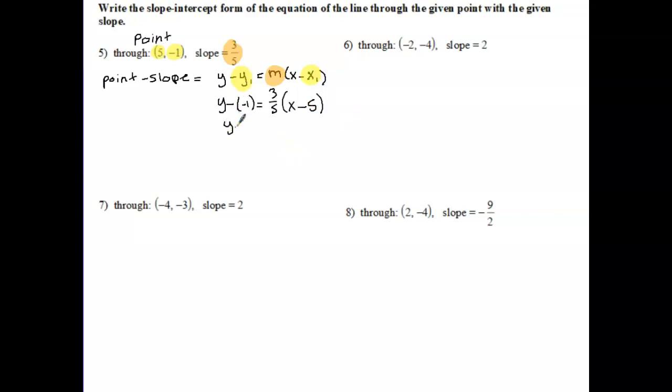This then becomes y plus 1, two negatives make a positive, equals, I'll distribute my 3/5 to get 3/5 x. Positive times negative is negative, and 3/5 times 5 is 3. If you're not sure about that, just do it off to the side. This is 5 over 1. Those 5's reduce down and will leave us with just 3. Subtract your 1 from both sides, and y is equal to 3/5 x minus 4.